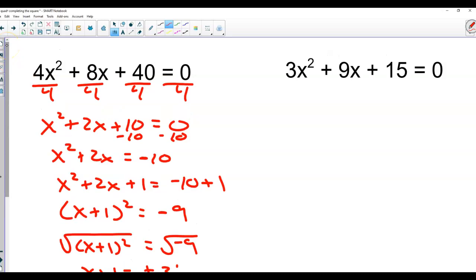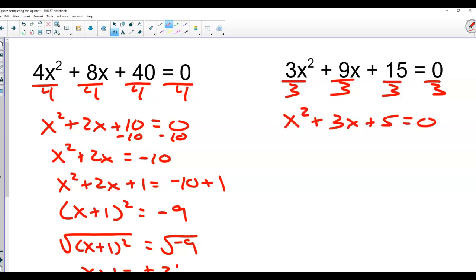Okay, so here we've got to divide everything by 3. Now the tough thing about this problem is this. Obviously we're going to move the 5 over. So we're at x squared plus 3x equals a negative 5. So now the challenge is this. What's half of 3? Well, that's 3 halves, and when we square it, it's 9/4.